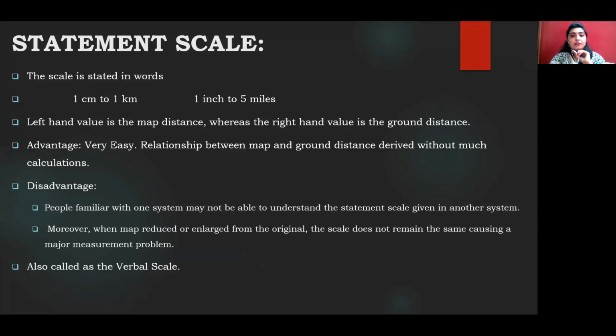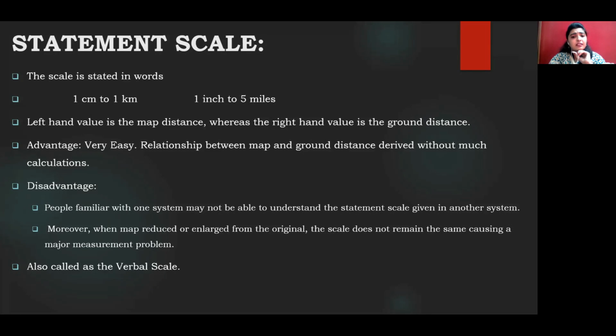It is stated in words very clearly: 1 centimeter to 1 kilometer, or 1 inch to 5 miles. Very clear. So 1 centimeter on the map is 1 kilometer on the ground. So it becomes very, very easy for the person who is referring to the map to understand the scale. The left hand value, as I said, is the map distance, and the right hand value will always be the ground distance. The advantage is it is very easy. So the relationship between the map and the ground distance can be derived without much calculation.